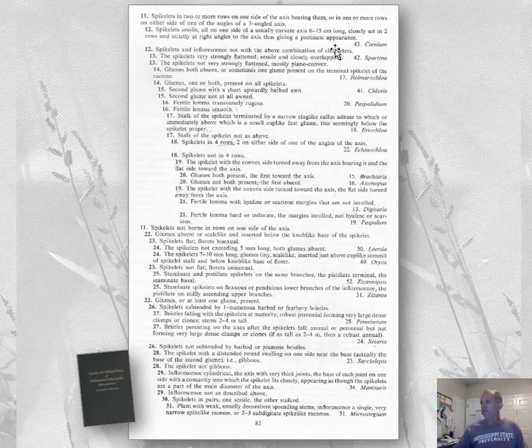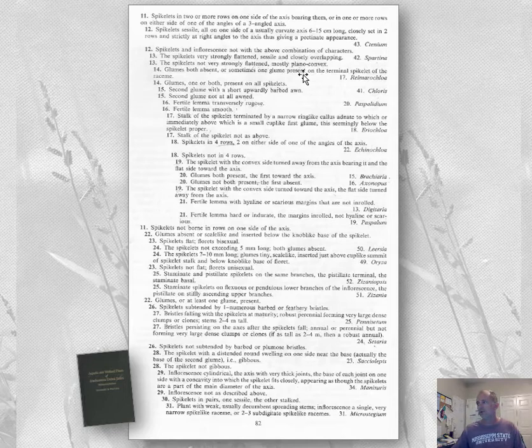Anyway, that's not what we have here. So we come to the other number 12. Spikelets and the inflorescence are not with the above combination of characteristics. Okay, so it's not Ctenium. I think I just said that, right? Spikelets very strongly flattened, sessile, and closely overlapping.